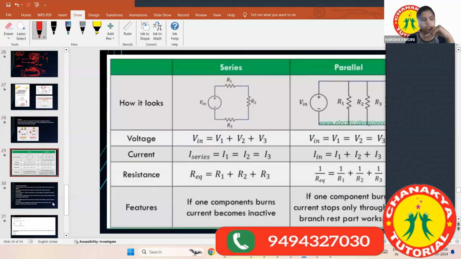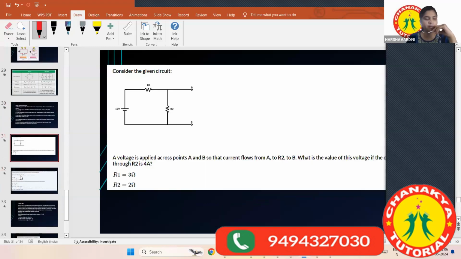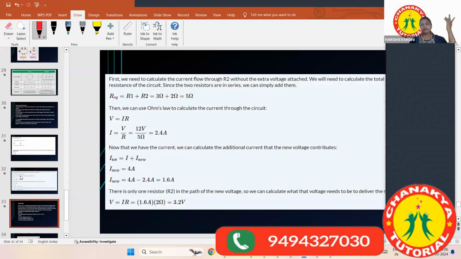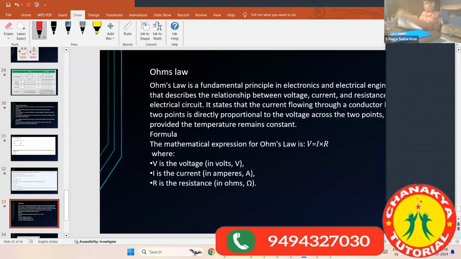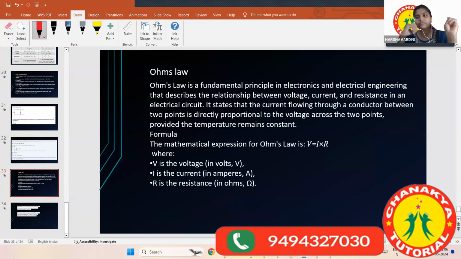Before that, we will complete this Ohm's law and then we'll go back to that. Okay, so now you all understood what series circuit is and what parallel circuit is. In parallel circuits, the same terminal of both devices are connected together.